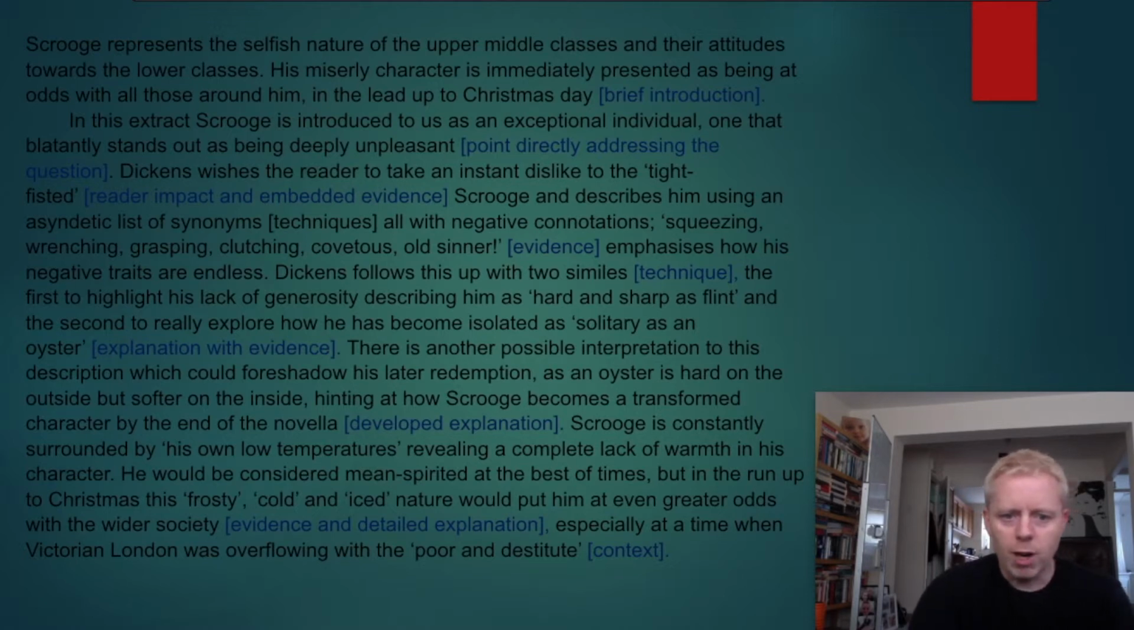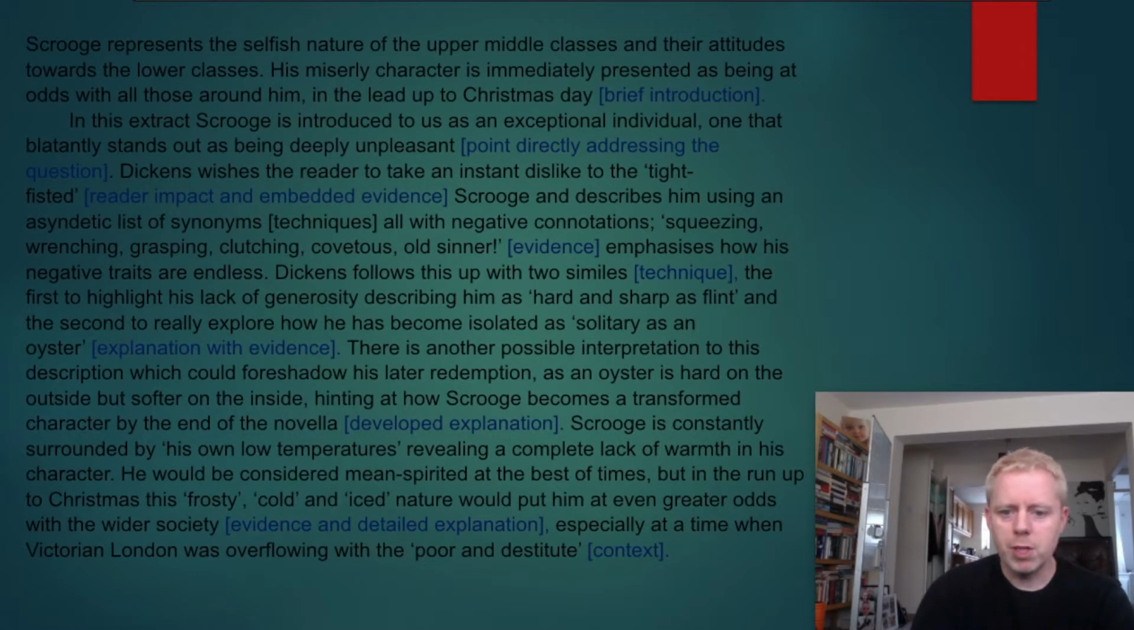Squeezing, wrenching, grasping, clutching, covetous old sinner emphasises how his negative traits are endless. Dickens follows this up with two similes. The first to highlight his lack of generosity, describing him as hard and sharp as flint, and the second to really explore how he has become isolated, as solitary as an oyster.